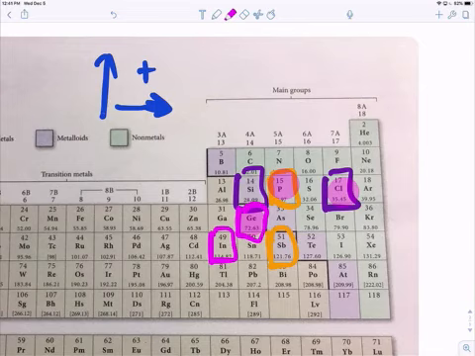I do apologize if anyone's colorblind. I find it easier just to color code things. So silicon and chlorine. Chlorine's to the right, so it's got the higher first ionization energy.